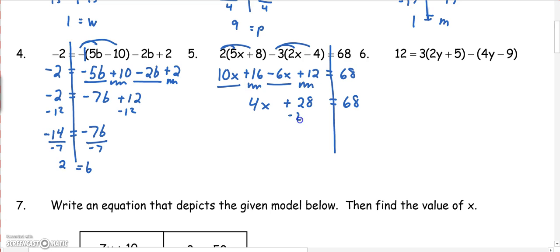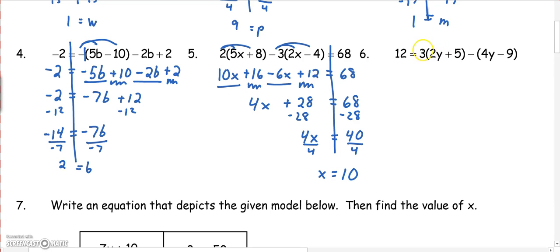I'm going to subtract 28 from both sides. 4x equals 40, divide by 4, x equals 10.